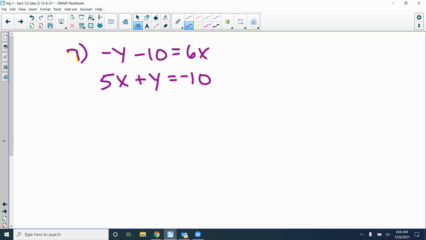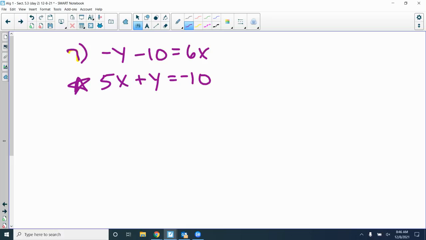Okay, guys, aren't we used to seeing it like x, then the y term, then the number, right? Do you see how the top one's not like that? Does everybody see that? Everybody with me? All right.